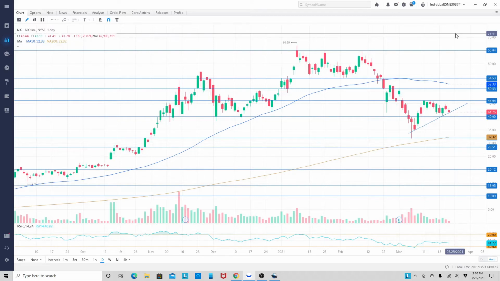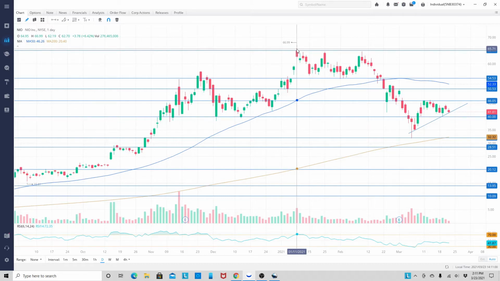So today, NIO is trading at $41.79. Today, it's down $1.16, which is 2.63% on the day. And as you can see, the high of our chart here is going to be at $66.99. So that's about $67. That was the high that it made, and that was back on January 11th. Right after NIO Day, you saw it make a new all-time high.